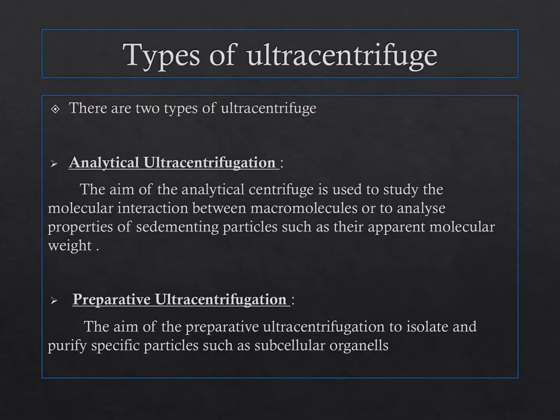Types of ultracentrifuge: there are two types, analytical ultracentrifugation and preparative ultracentrifugation. Analytical ultracentrifugation: the aim of the analytical centrifuge is to study the molecular interaction between macromolecules or to analyze properties of sedimenting particles such as their apparent molecular weight. Preparative ultracentrifugation: the aim is to isolate and purify specific particles such as subcellular organelles.